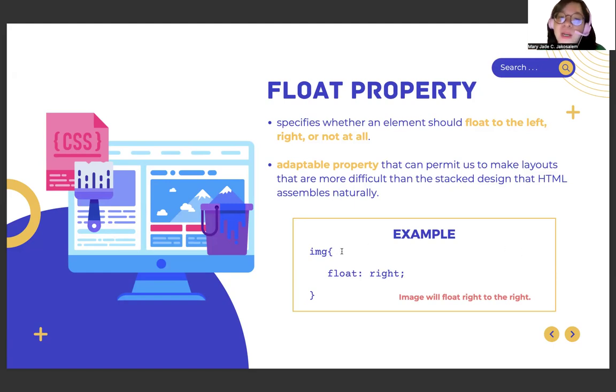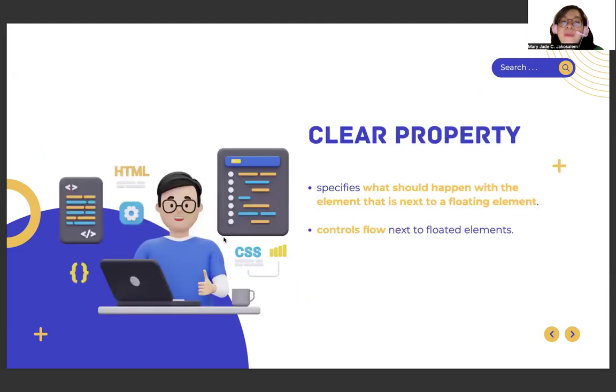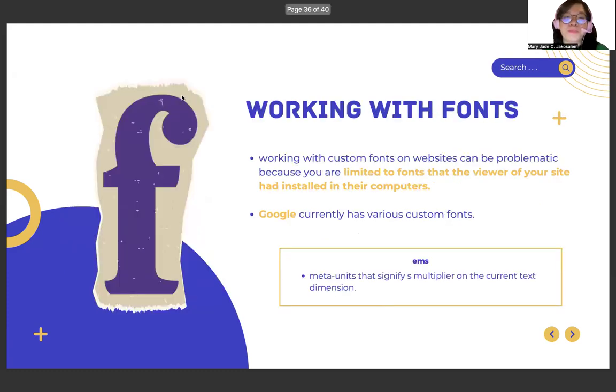So for example here, we want our image to float to the right. Hence, it will float to the right, just like this one. This is an image. It is now floating to the right because that is our code. Then we have the clear property. It specifies what should happen with the element that is beside the floating element. Okay, so it actually controls the flow next to floated elements using our float property. That is the clear property.